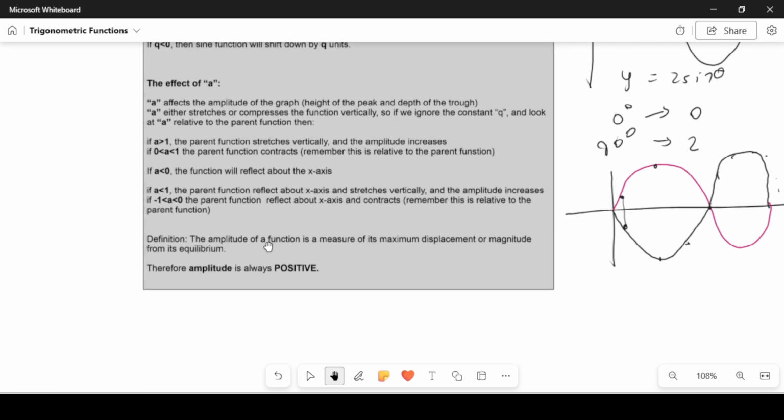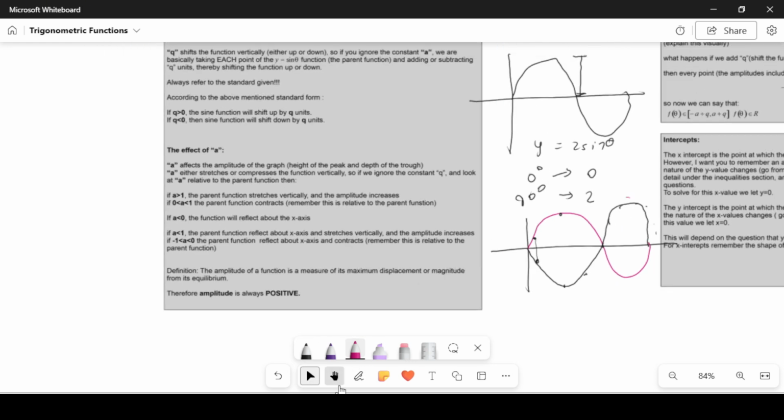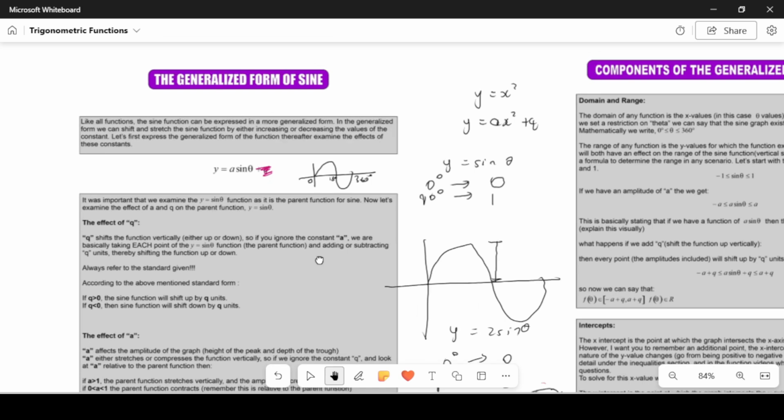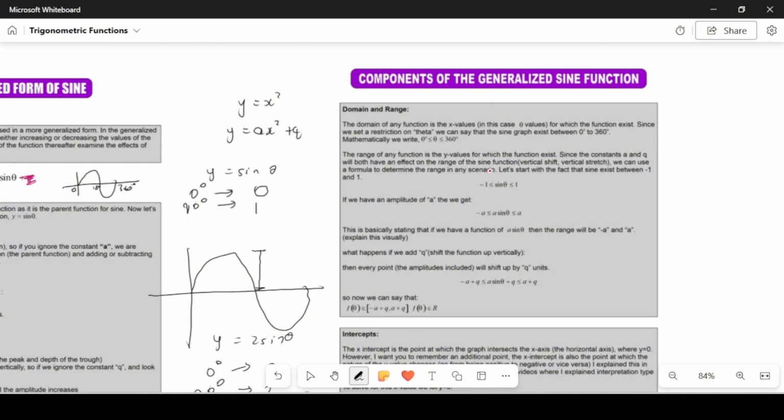And then the amplitude of the function is the measure of its maximum displacement or magnitude from its equilibrium. So what is the distance from here to here? If you want to know how you get that, it's basically your maximum value minus your minimum value, divided by 2. And it'll always be a positive value because we're saying it's the magnitude. It's the distance from here to there. Okay? So yes, very simple stuff. Then we can move over to the components of the generalized sine function.